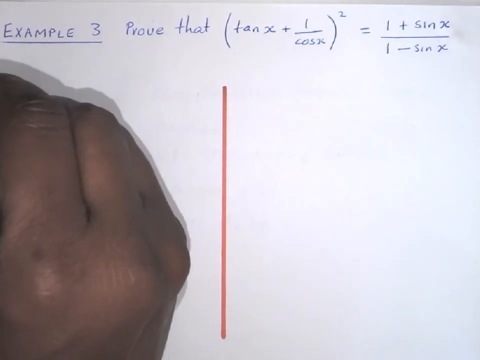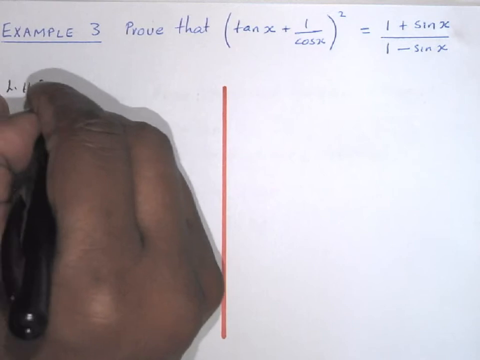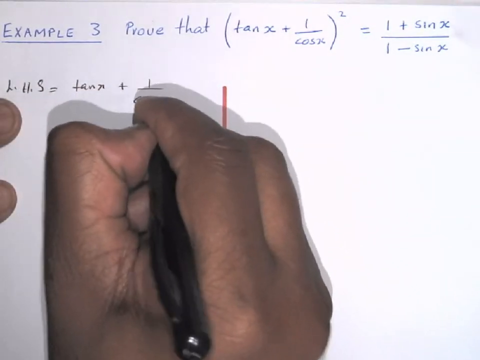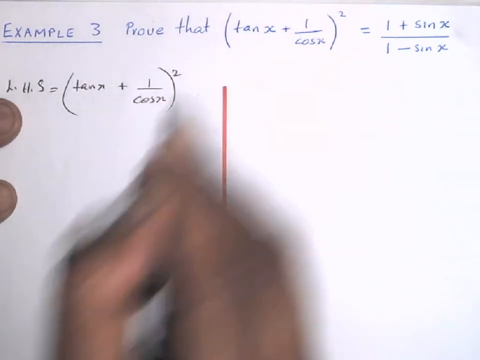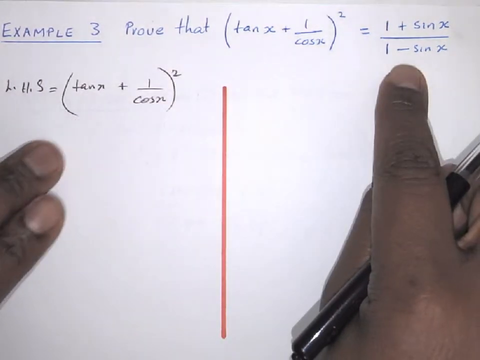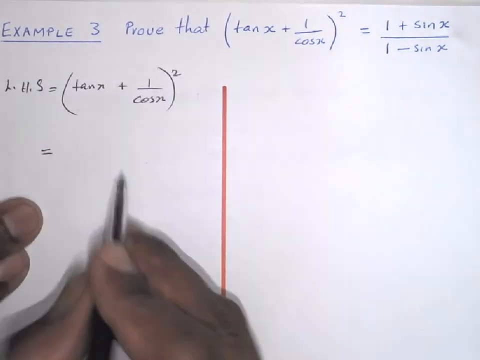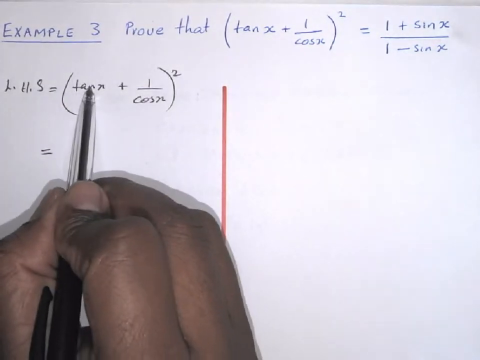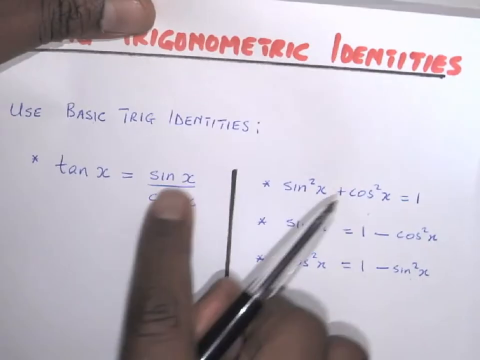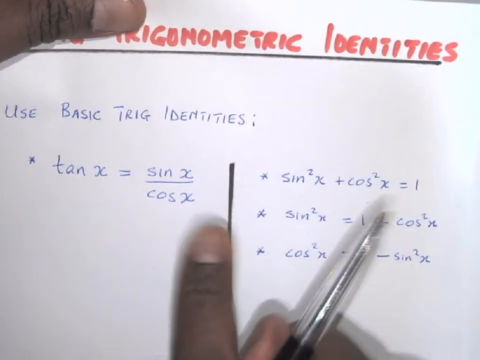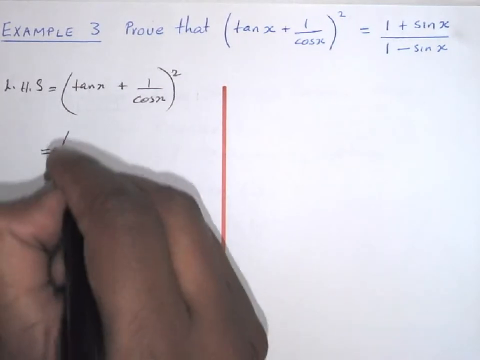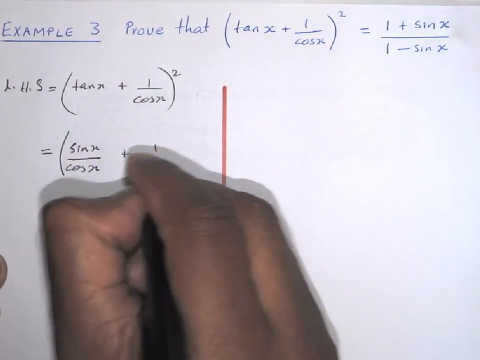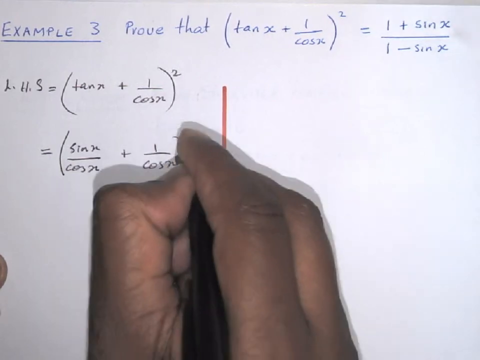Again, let me take the left hand side, which is tan x plus 1 over cos x, but all of this is squared. This must prove that is that answer. Let's check what we get. But remember what tan x is. We said tan x is the same as sin x over cos x, which means that these things you must know by heart. So this is sine x divided by cos x, so plus 1 over cos x, but this is squared.